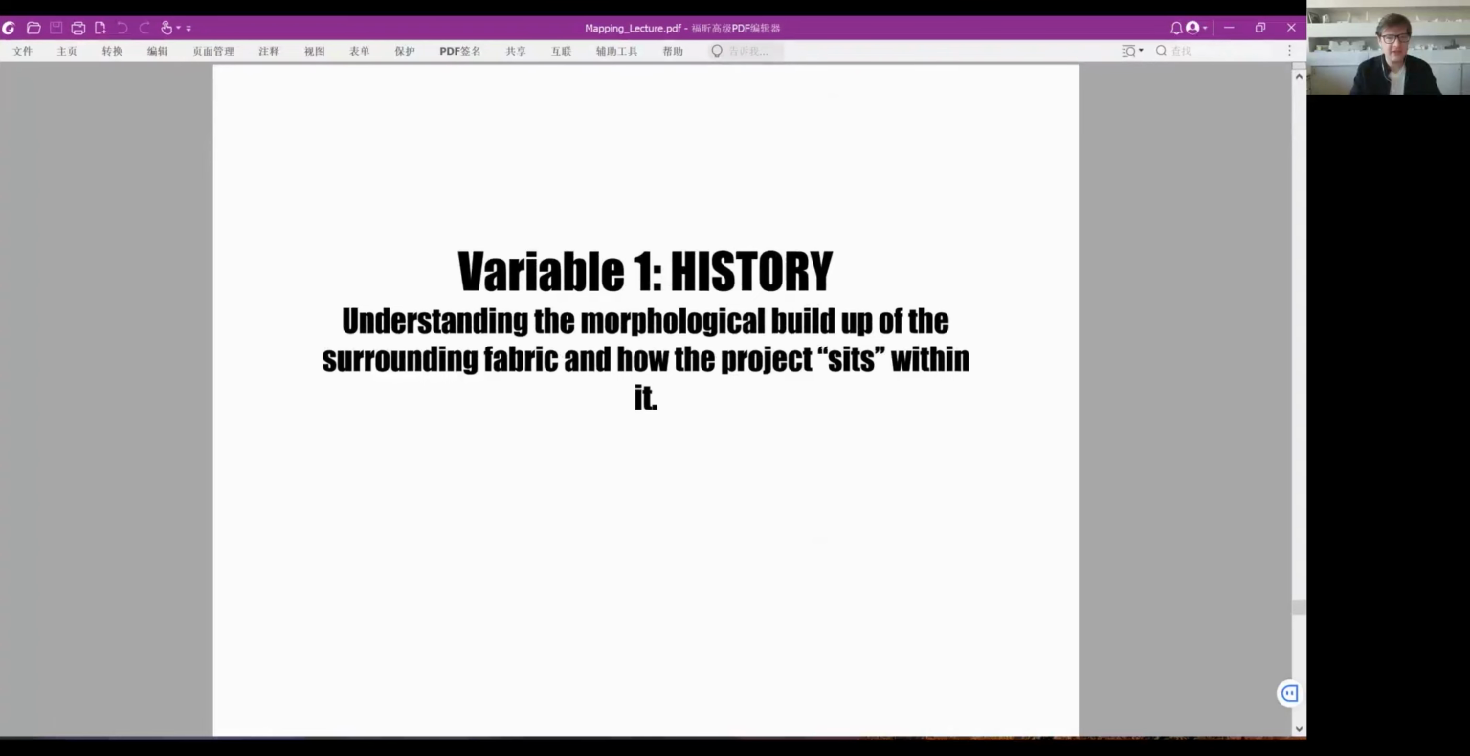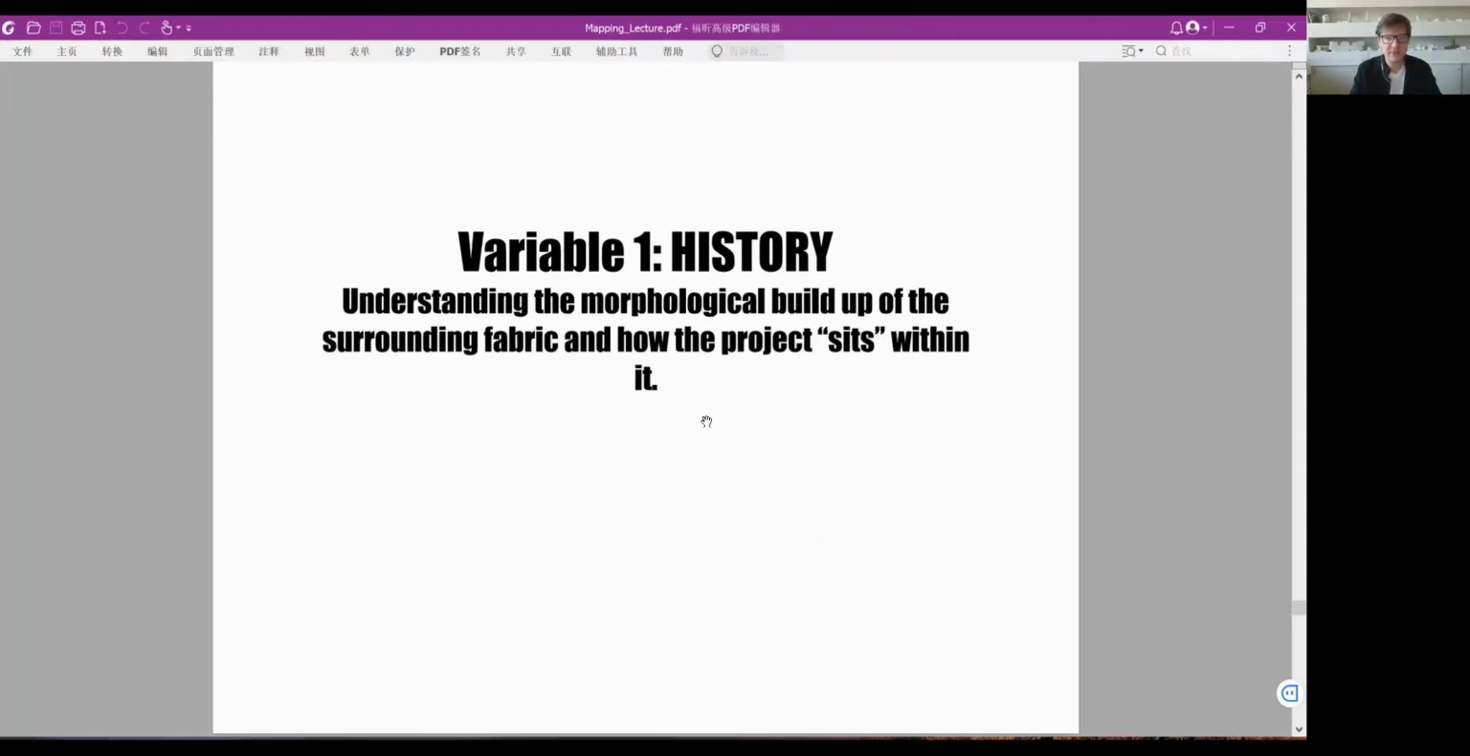And now it comes to variable 1, history: understanding the morphological build-up of the surrounding fabric and how the project sits within it.